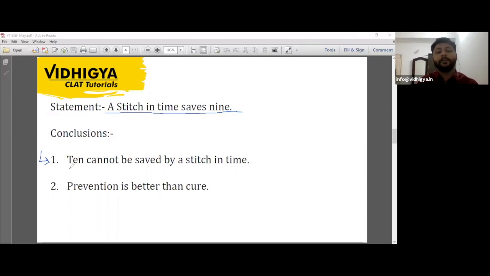It seems like they have written anything here, and 10 cannot be saved by a stitch in time. If you say it like this, it is a clear case of elimination, or you will directly go out there and eliminate this answer option. So this can never be the correct one, because nobody here talks about 10, and in the genuine way 9 was not used as a digit.